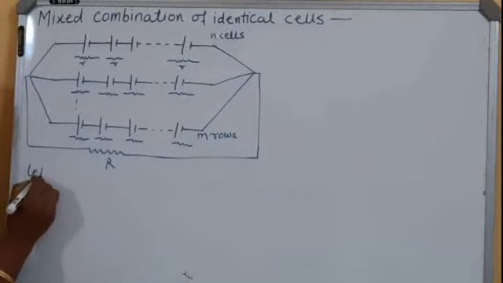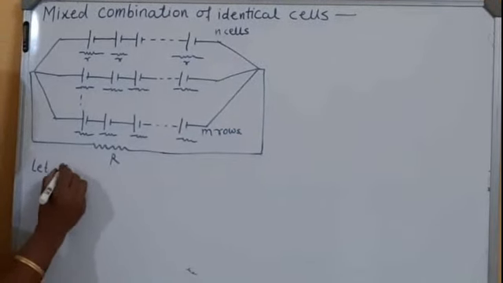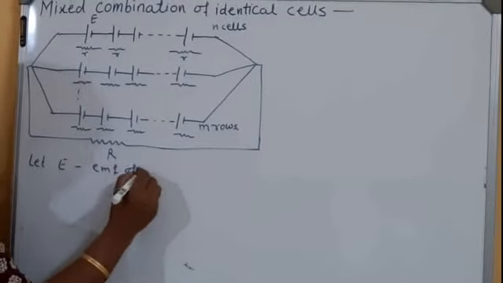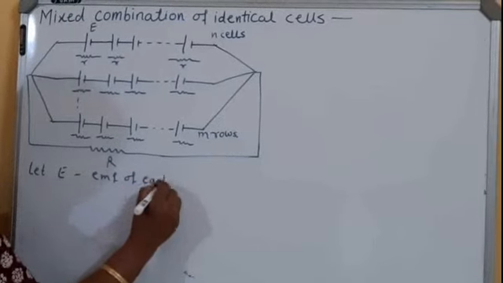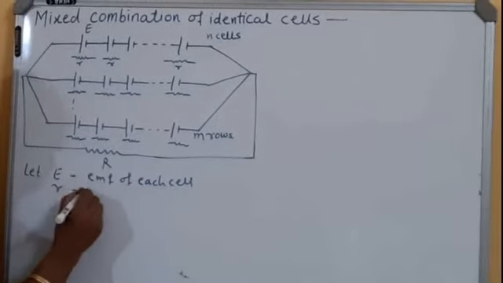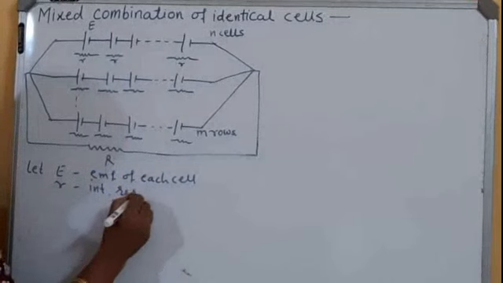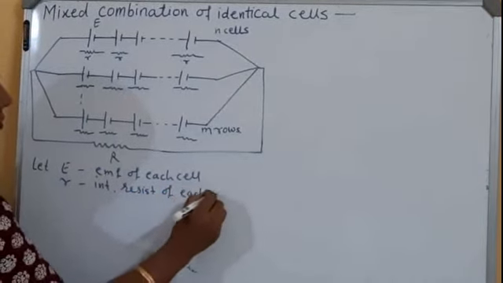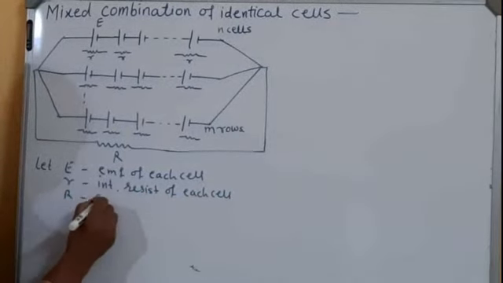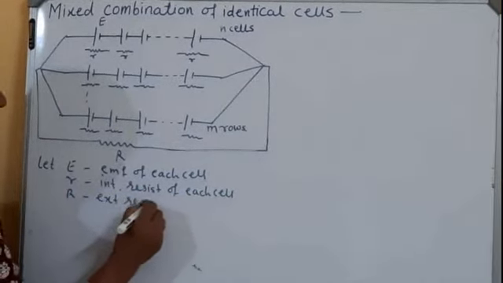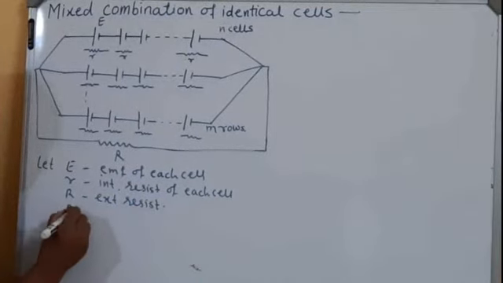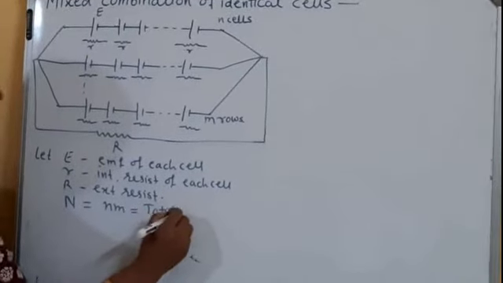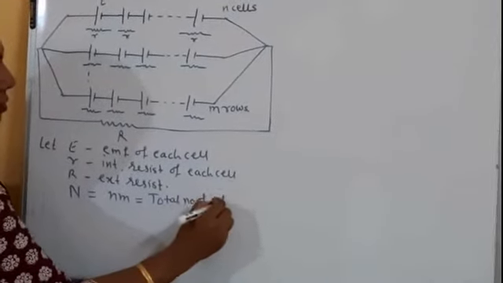So write, let E is the EMF of each cell, r is internal resistance of each cell, R is external resistance. Capital N is n into m, total number of cells.